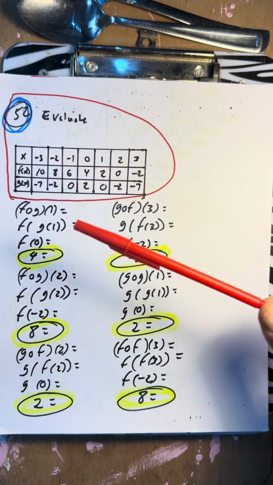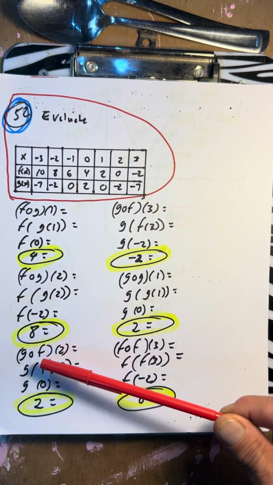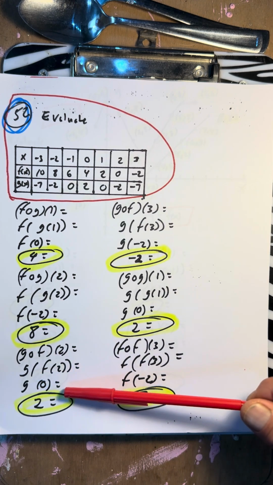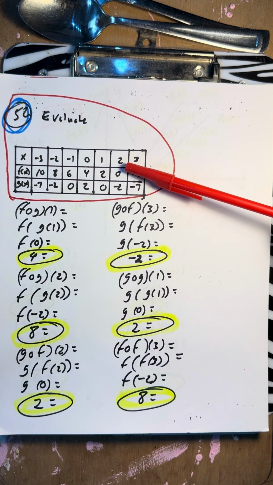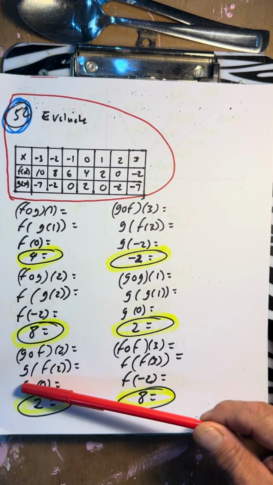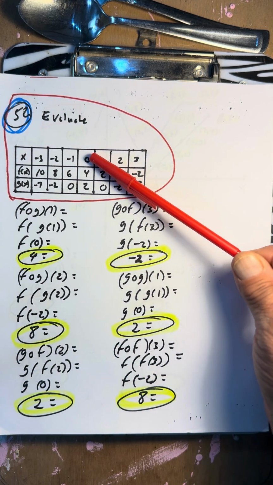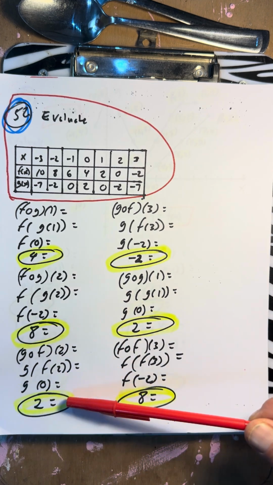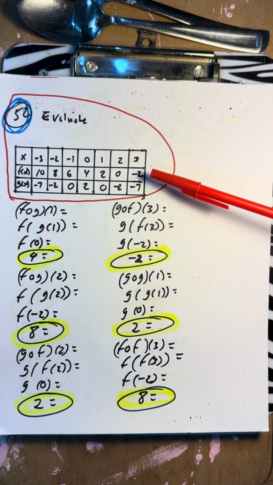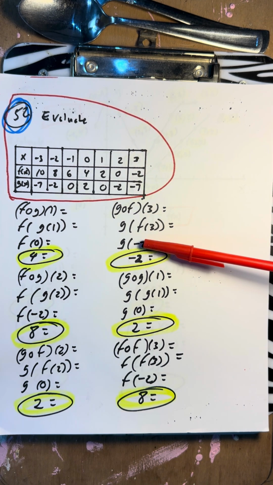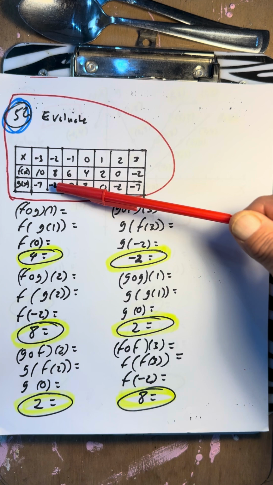f of negative 2 is 8. g circle f, f of 2. What's f of 2? Go back up there, 2. And what is f of 2 is 0. And then g of 0, so there's a 0 right there, and then g function is right here, so that's going to be 2. g circle f of 3, so f of 3, what's f of 3? 3 is right there, f of 3 would be this number here, negative 2. And g of negative 2 is negative 2.